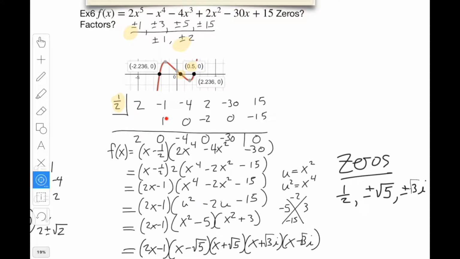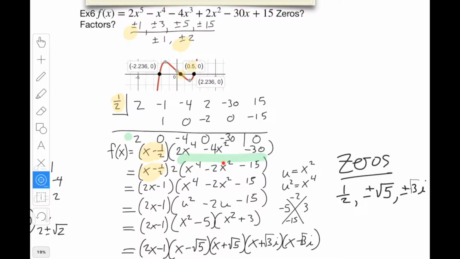So add, multiply by 1/2, add, multiply by 1/2, add, multiply by 1/2, add, multiply by 1/2, add. Remainder 0, so it worked. I get 2, 0, negative 4, 0, negative 30. 2, nothing here, negative 4, nothing here, negative 30. And the 1/2 goes right here.